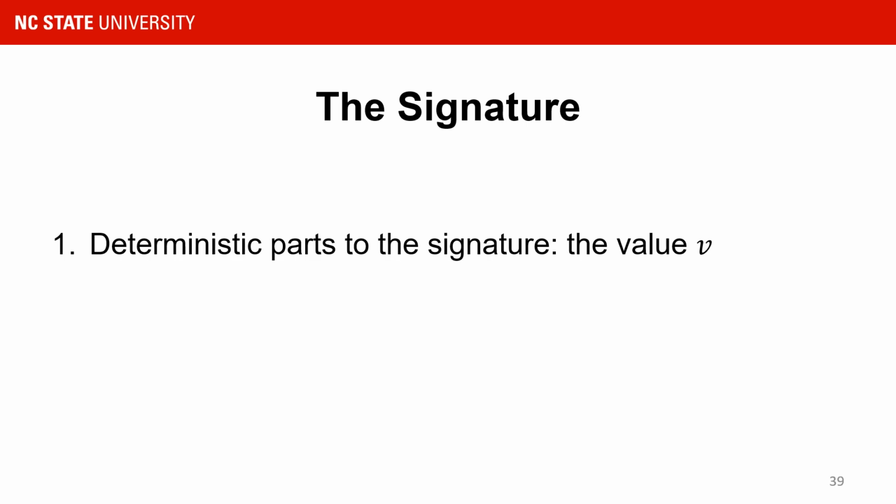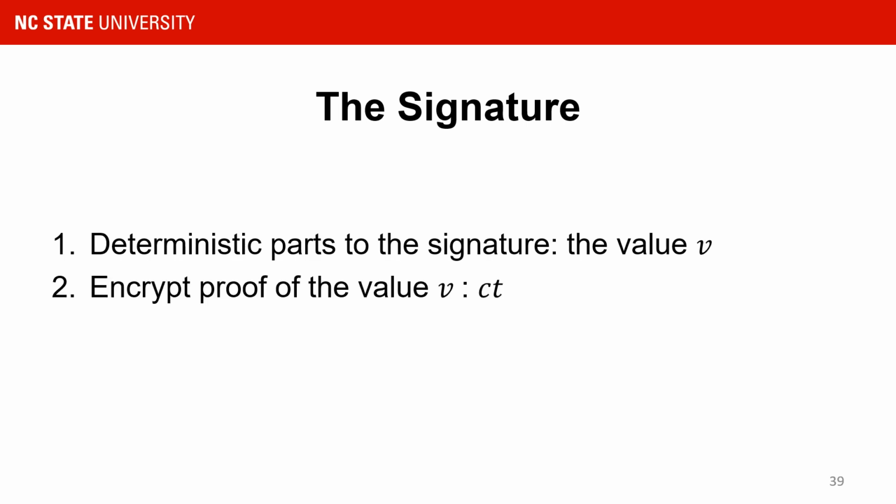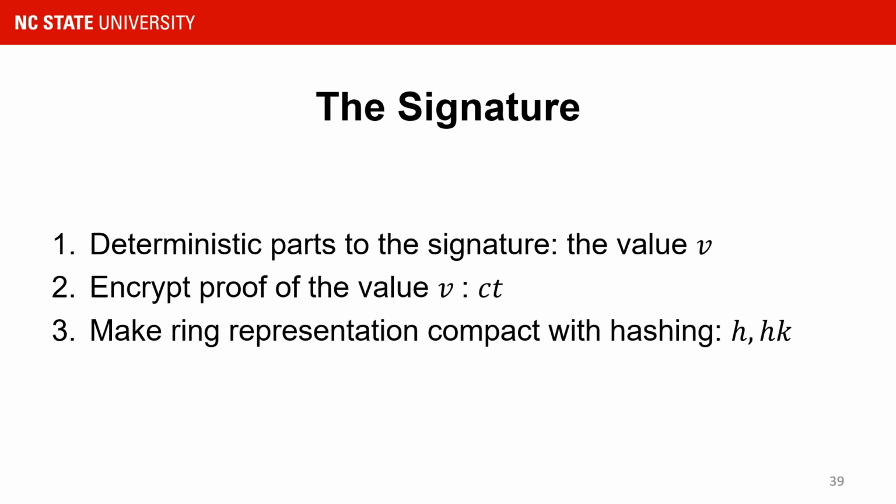So let me go ahead and explain the shape of the signature. The first part is the deterministic part, V, which is the value that comes from the VRF. The second part is to encrypt the proof of the value V with a ciphertext. The third part is to make the ring representation compact with hashing. That's that somewhere perfectly binding hashing. And then finally, we're going to prove everything works with the NIWI. Right, so this is basically the construction of the signature.